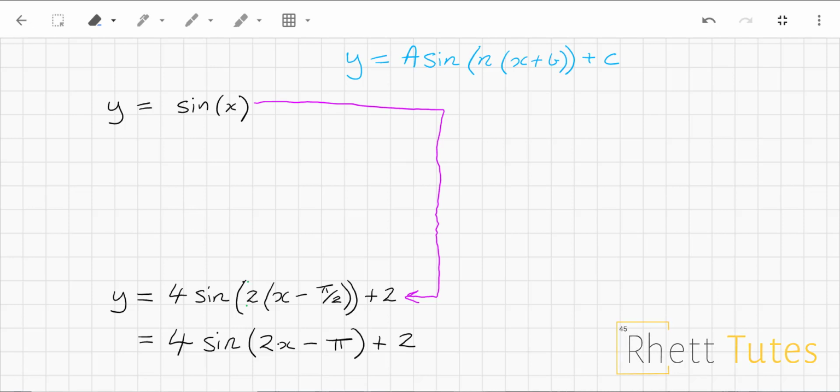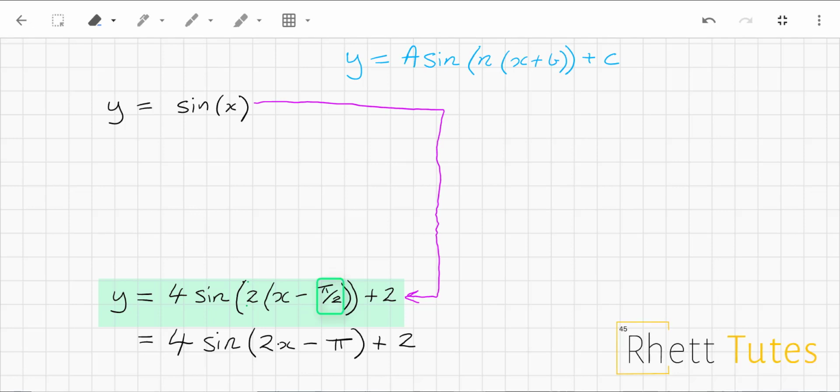So the example I have here is y is equal to sine of x, and I want to apply a series of transformations to take the graph to the one I've got written down here. y is equal to 4 sine 2 open bracket x minus pi over 2 close bracket, plus 2. And then I've just expanded that inside bracket here. Just a note for you, you always want to have the equation written in this form here, with that factor taken out the front of the x, and that'll make sure that you get the horizontal translation correct.